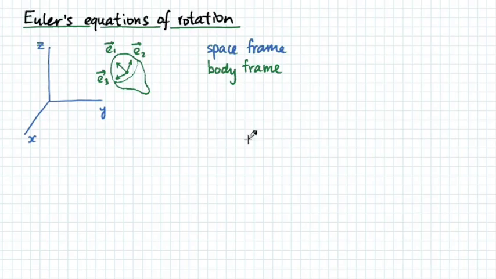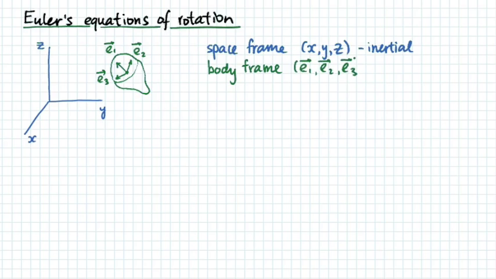Euler's equations of rotation. Consider two different frames. The space frame, given by axes x, y, z, which is obviously inertial, and the body frame, given by three unit vectors, E1, E2, and E3, which is rotating.